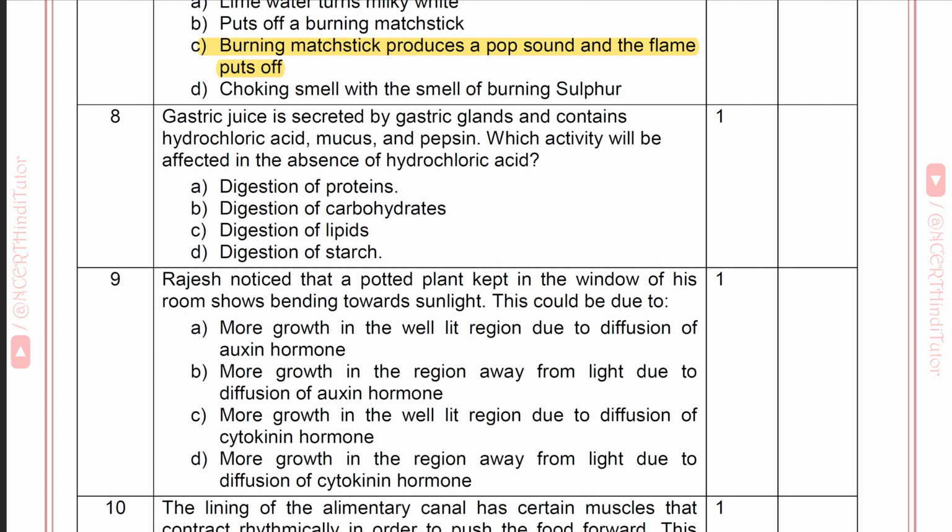Question 8. Gastric juice is secreted by gastric glands and contains hydrochloric acid, mucus and pepsin. Which activity will be affected in the absence of hydrochloric acid? Answer A. Digestion of proteins.